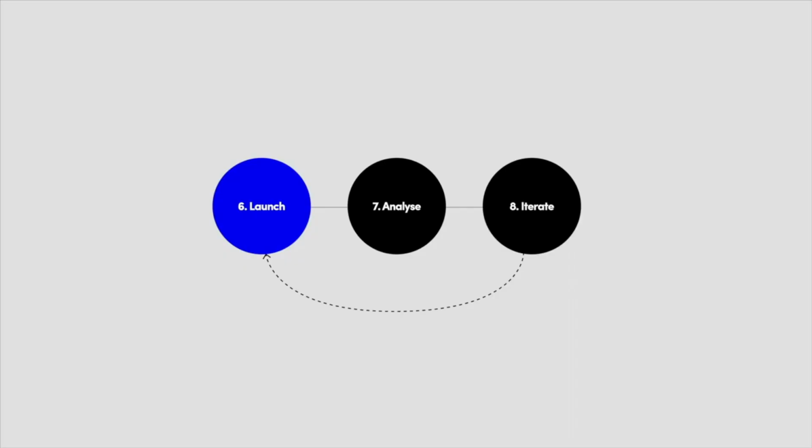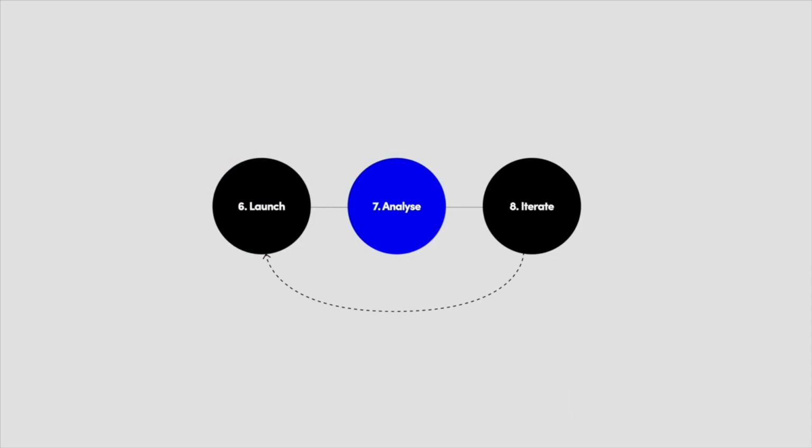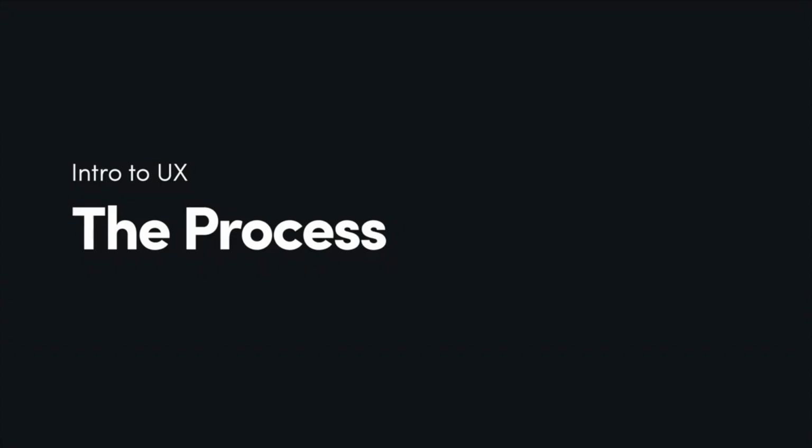But once you've launched, you don't want to go through that all again. So when you've launched it, it would be more like this. It would be launch, and then you analyze, get some data on what you've got, and then iterate, and then go back to launch. And you just do this quick cycle, going round and round, optimizing your product.